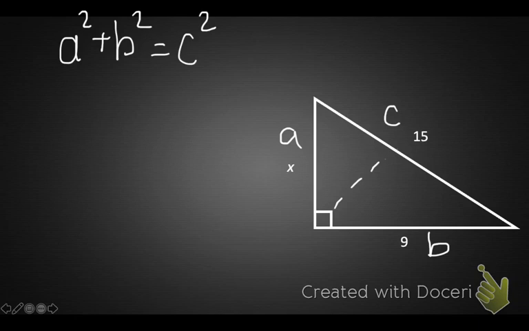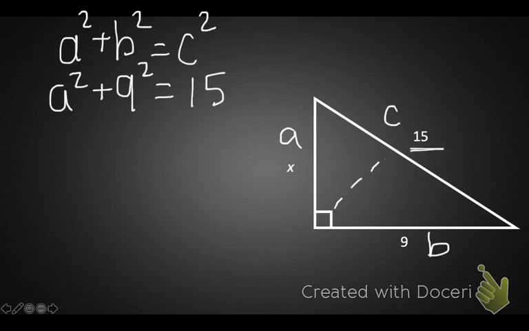Alright, then we substituted numbers. We don't know what A is, so we're going to rewrite A squared. We know that B is 9, so I'm going to write 9 squared. And we know that C is 15, so I'm going to write 15 squared. Alright, then just like yesterday, we're going to square everything. Again, if you need a calculator today, you are allowed the Desmos one. So A squared plus 81 equals 225.